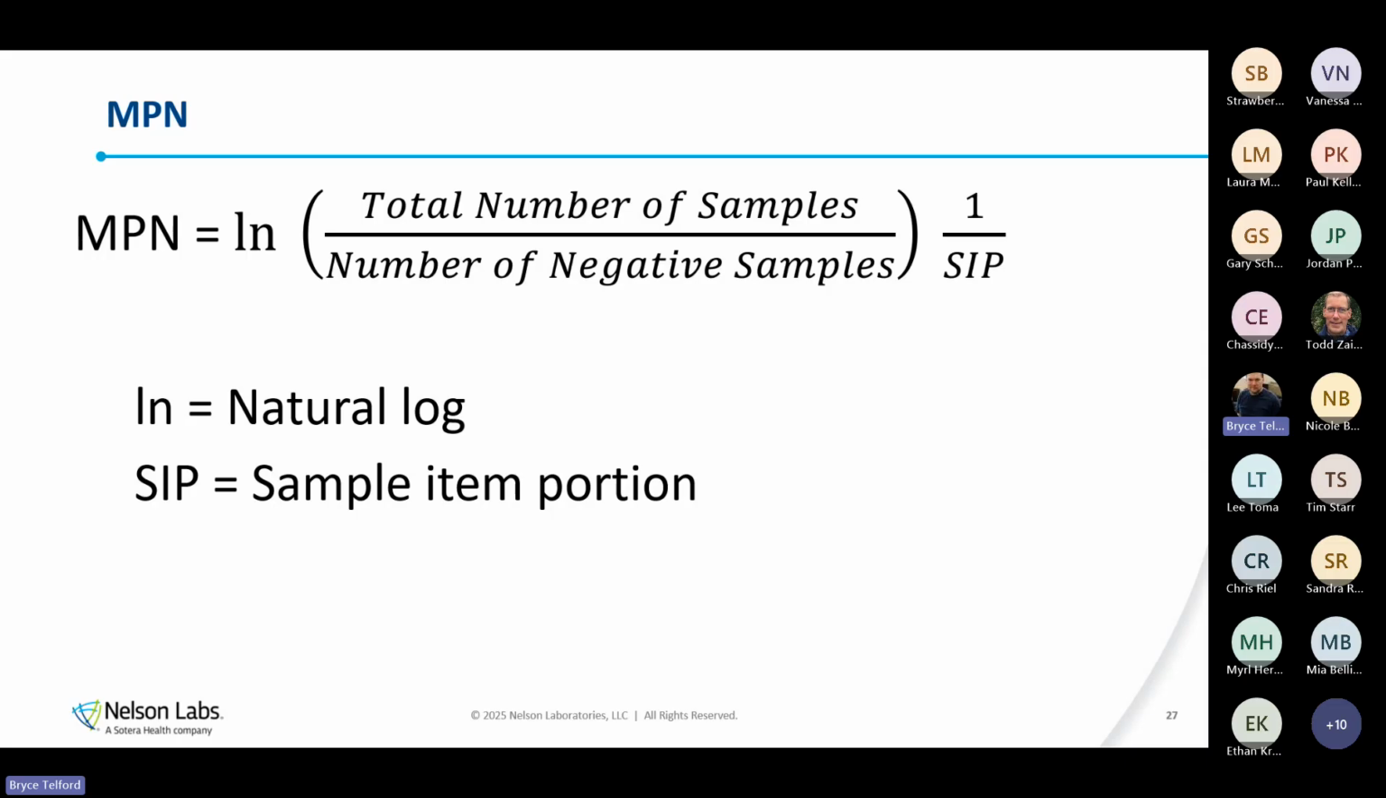So if I test half of a product, I need to account for that. So that would be a sample item portion of, for example, 0.5. So I would take 1 over the SIP to account for that missing half of the sample. But overall, this is our most sensitive test. If you plug it in, if I have 10 samples, my number of negative, if I assume 1 positive for calculation purposes, so I have 9 negative samples, and I take the natural log of that, that gives us a bioburden of less than 0.11.